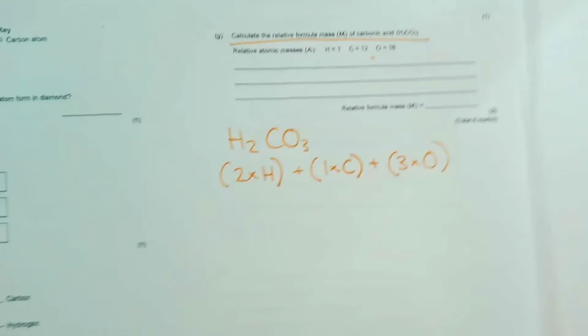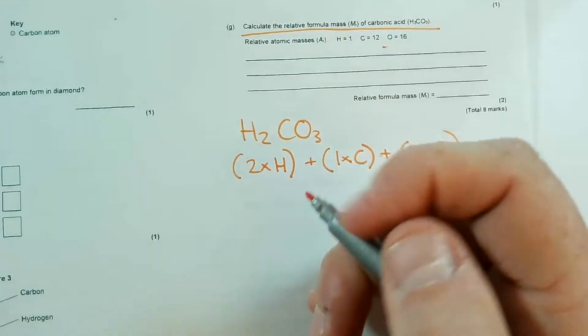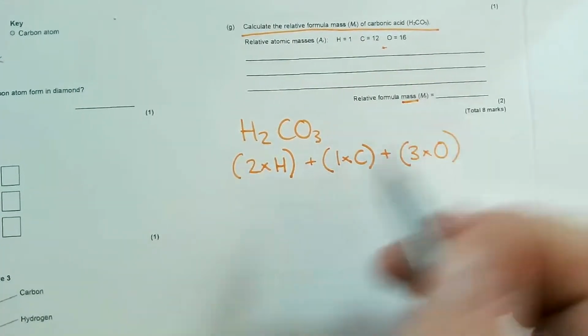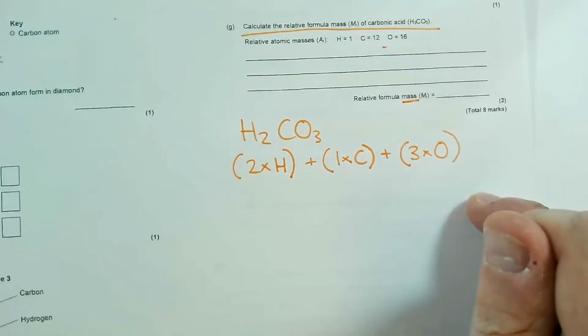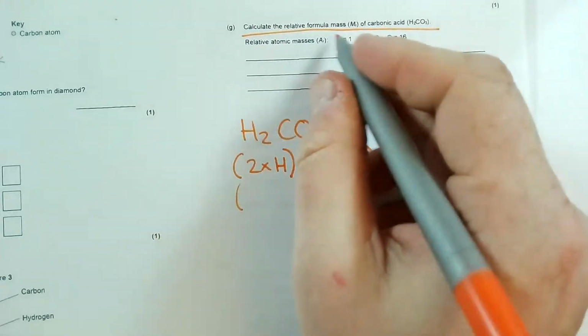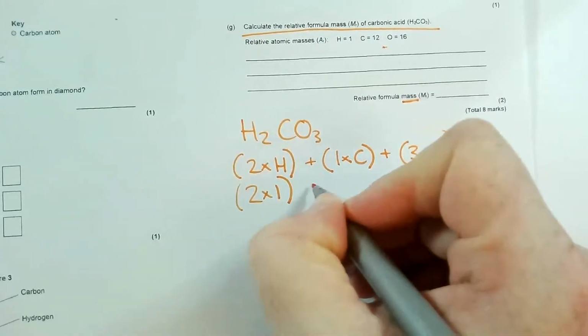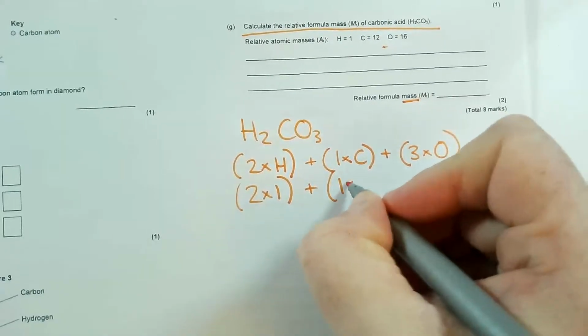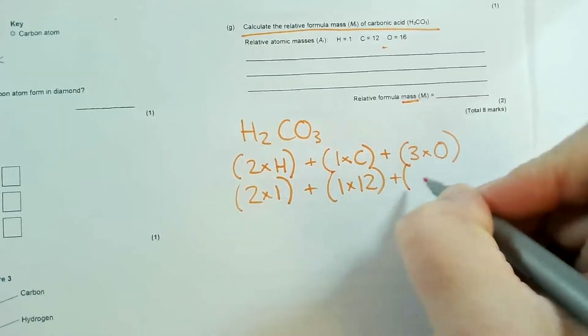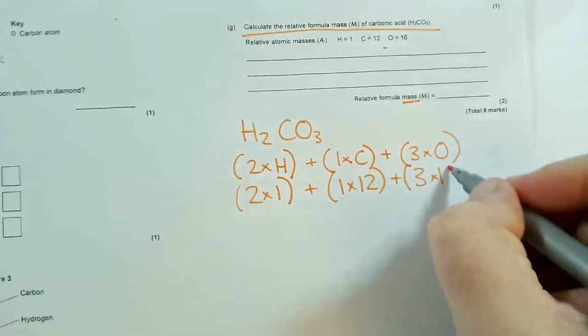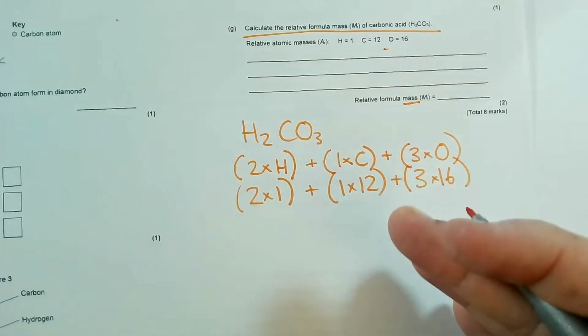Right, we're looking at the top numbers, we're looking at the mass, because we're looking at relative mass. Hydrogen is 1, so that's 2 times 1. Carbon is 12, 1 times 12. Oxygen is 16, 3 times 16. Then it's just a case.